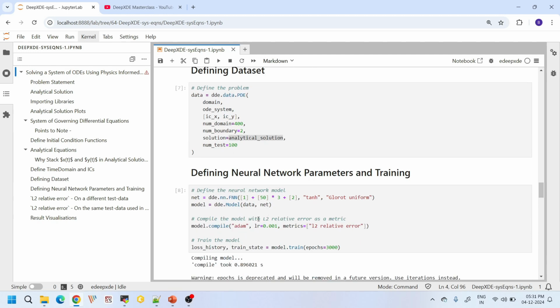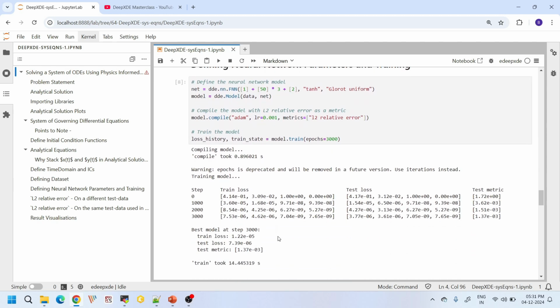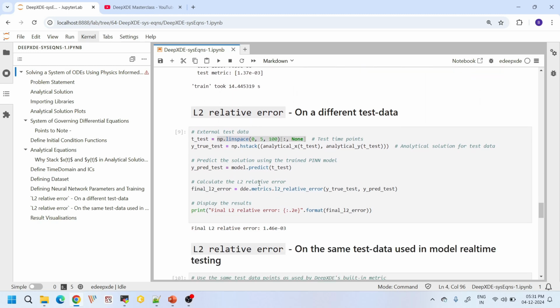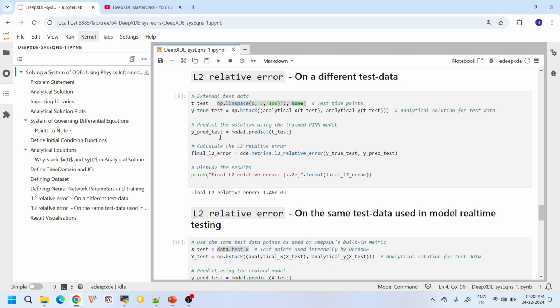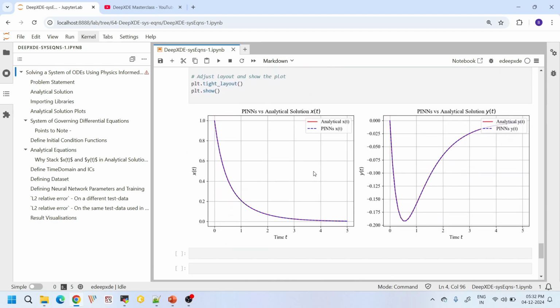This is where DeepXDE comes into play, helping us to minimize the residuals of the equations and find the solution. And after training the model, we will validate its accuracy. So here we are going to evaluate the L2 relative error on two different input data, and we will understand how changing the input data changes this relative error. And finally, we will visualize the results with simple and intuitive plots, so we can clearly see how well the physics-informed neural network performed in solving this system of equations.